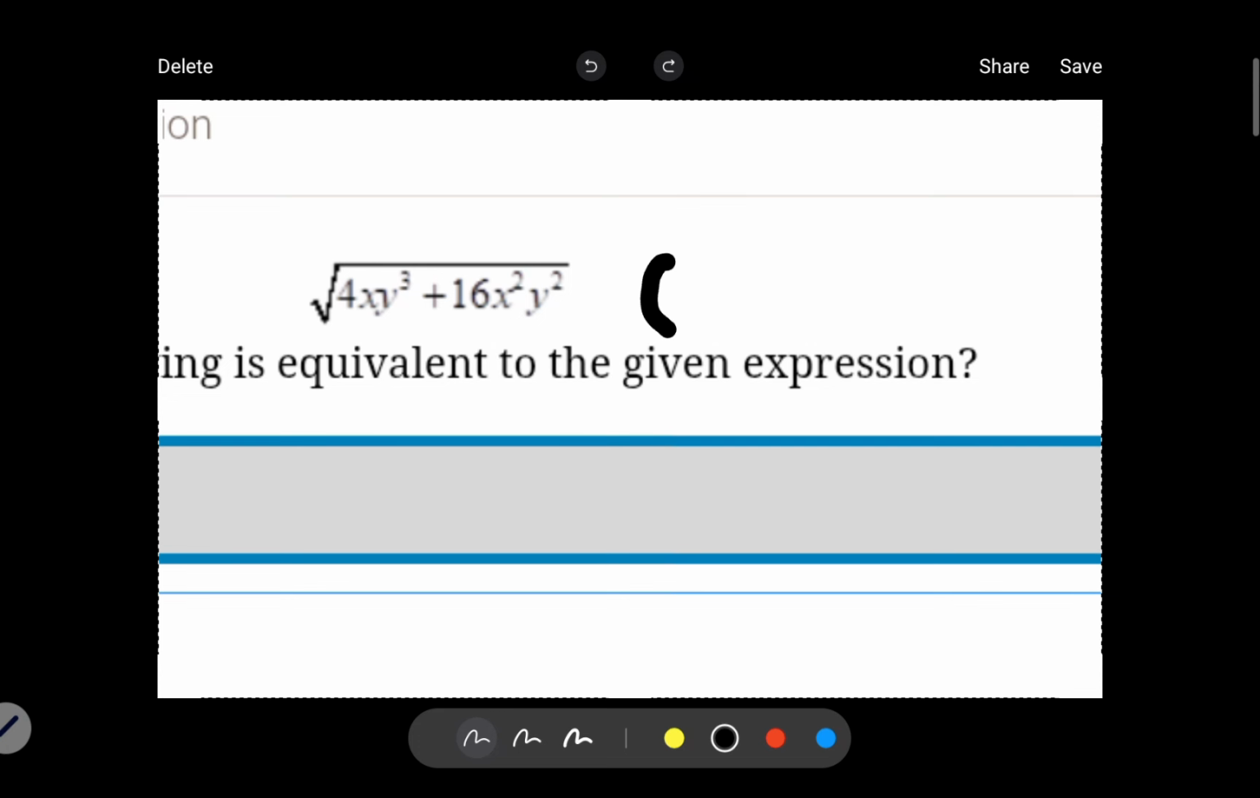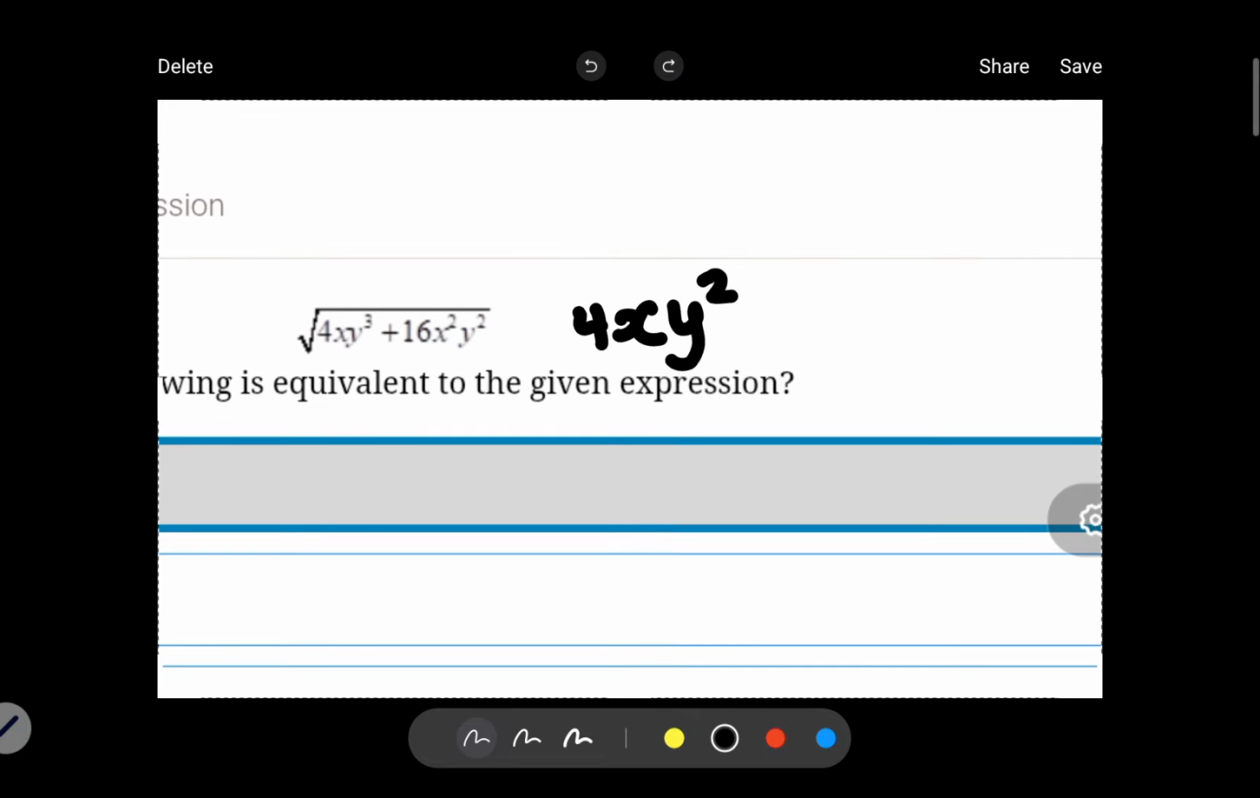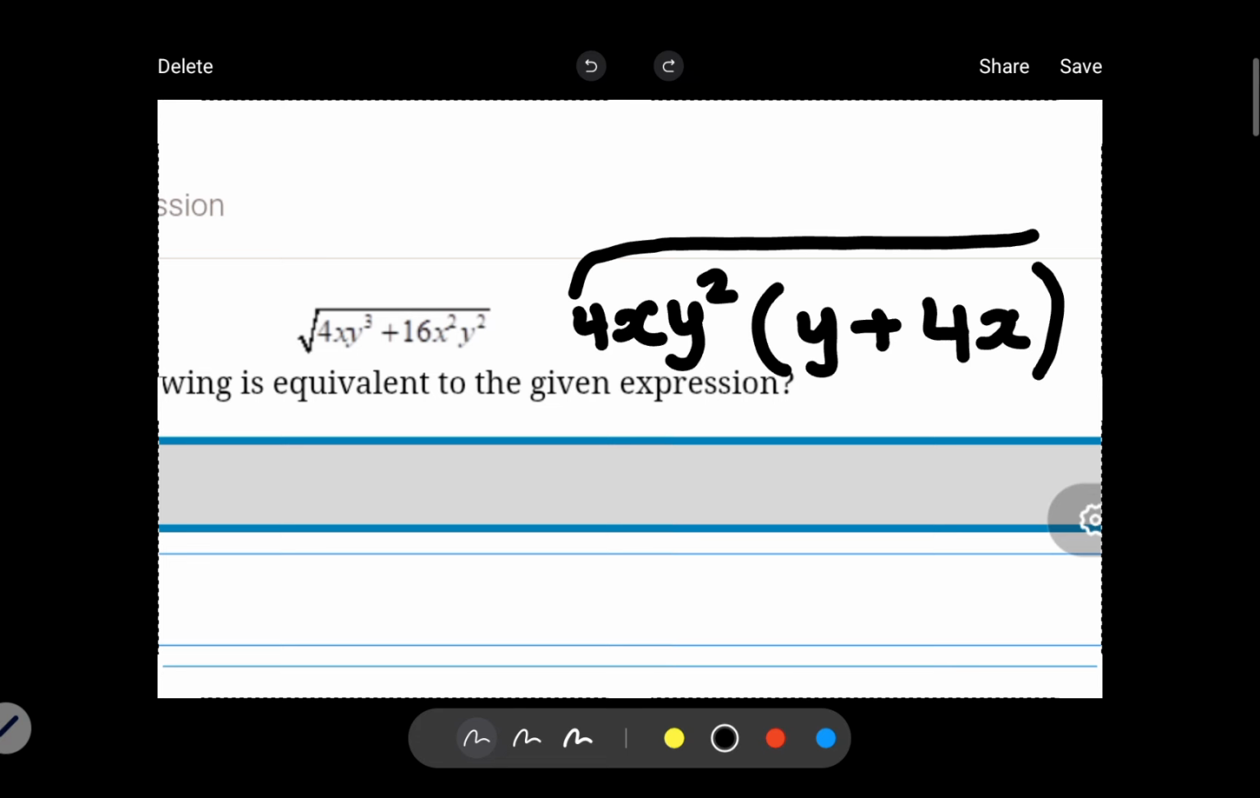So it's going to be 4x and then y to the power of 2. So now it's going to be y plus 4 and then x, and that's it, under the radical.